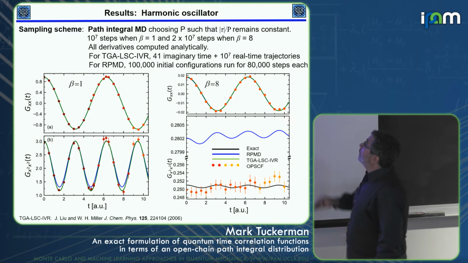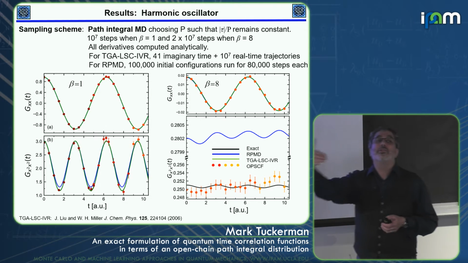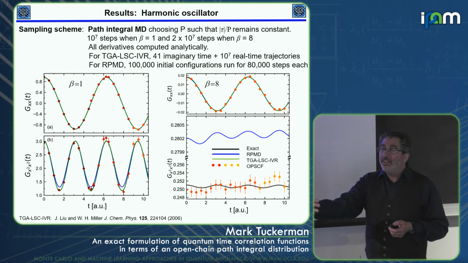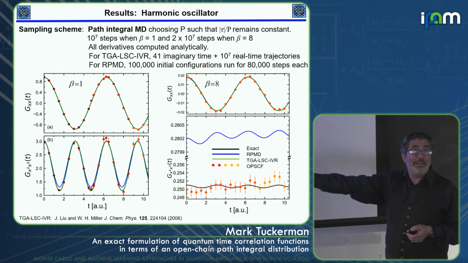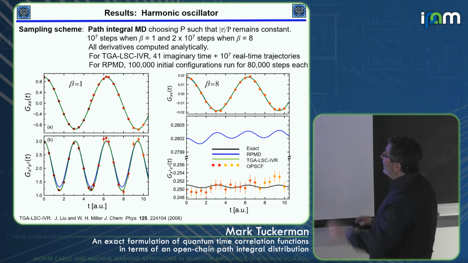These we're doing with path integral MD, all right? Now that's a bit of a pain because now I need third derivatives of the potential. For these 1D examples, there's no problem, but in real condensed phase systems, you wouldn't want to do this, all right? But it does allow us to go out to fairly long times, all right?